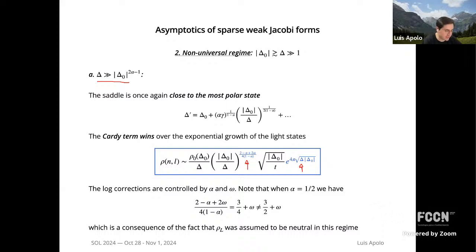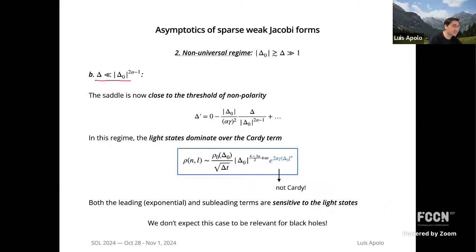The reason I'm stressing this is because there's this other regime where delta is much less than this value, where the leading growth of the asymptotic states is no longer Cardy. Okay, in some sense, the density of light states, so remember the density of light states goes like e to the 2 pi gamma n to some value alpha, wins versus the Cardy growth. So the log corrections still depend on the details of the weak Jacobi form, but the leading exponential behavior does not look like Cardy. So we don't expect this case to be relevant for black holes. So this case turns out not to be so interesting.